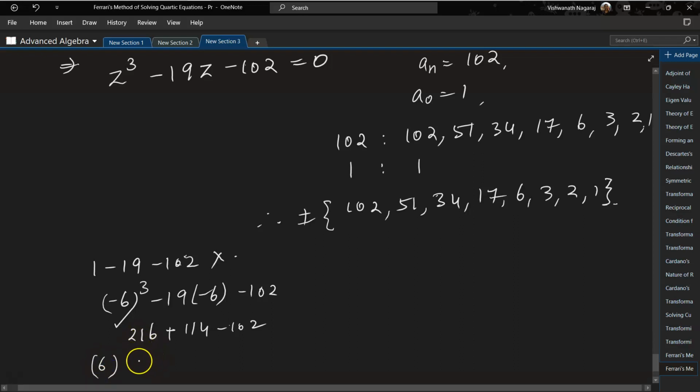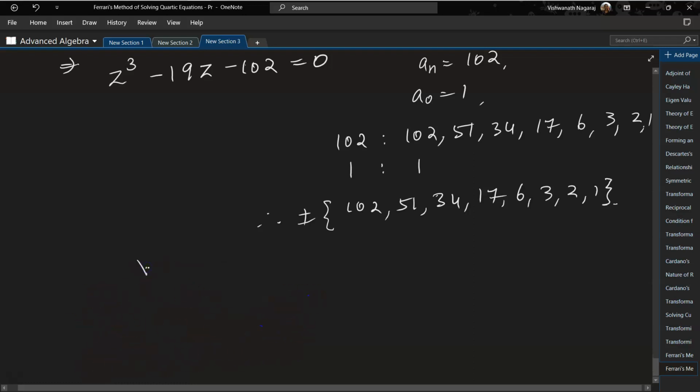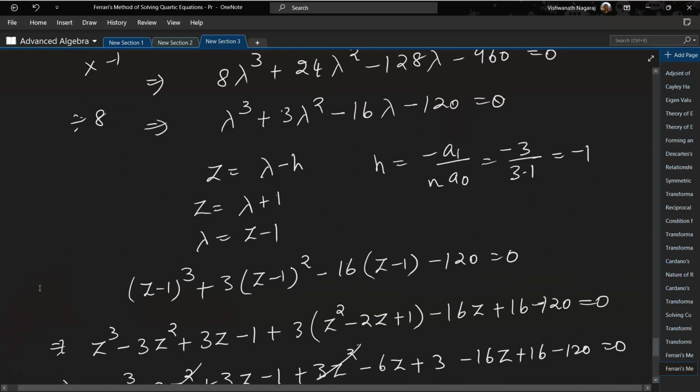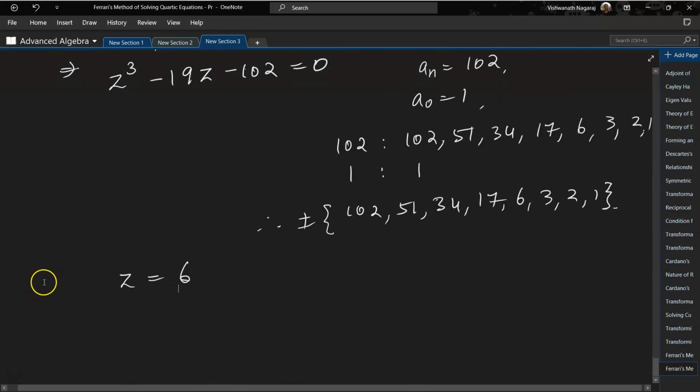Let's see 6, because now this is coming big. So now this would become 216 minus 114 minus 102. 114 plus 102 is 216. 216 minus 216 is 0. So which means, sorry, not lambda, z is equal to 6. Since z is equal to 6, how will we figure out lambda? Remember, lambda is equal to z minus 1. So lambda is equal to 6 minus 1, which is 5.